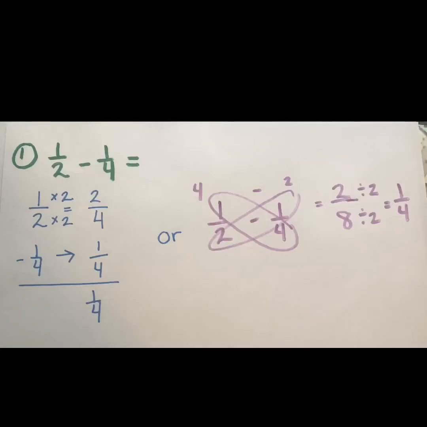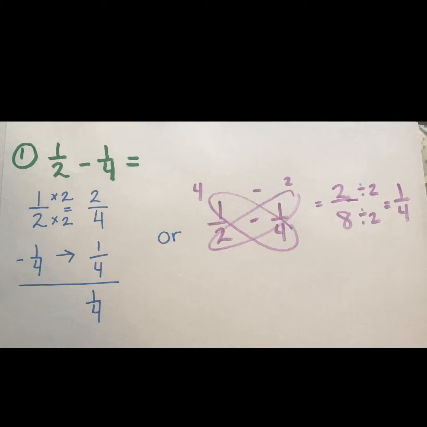Okay, here's the first one. 1/2 minus 1/4. I did it two different ways. The first way, in the blue, you'll see I made equivalent fractions. 1/2 goes into fourths, so 4 is the new denominator. 1/2 equals 2/4. Remember, any equivalent fraction you can make by multiplying the numerator and denominator by the same number. So you have 2/4 minus 1/4 equals 1/4.